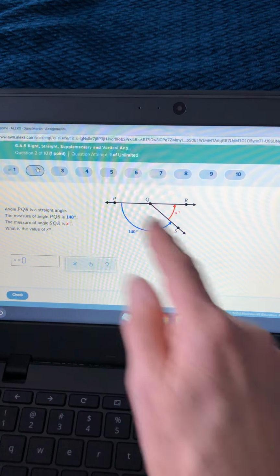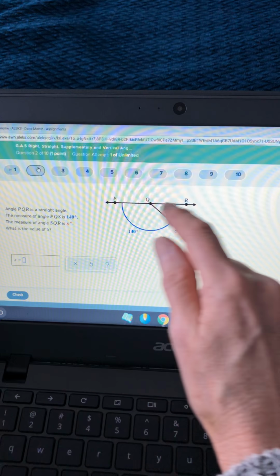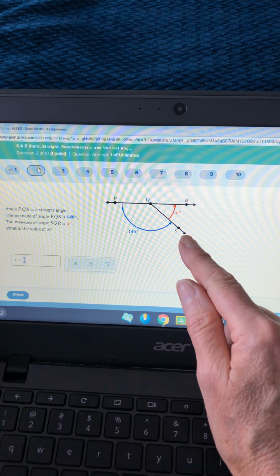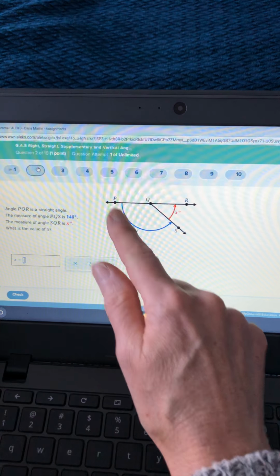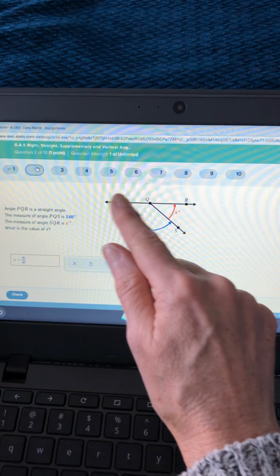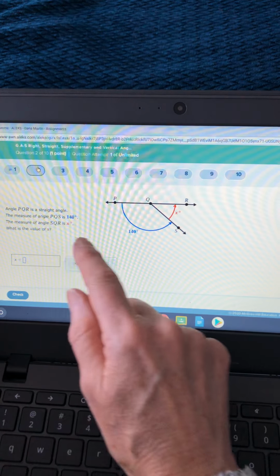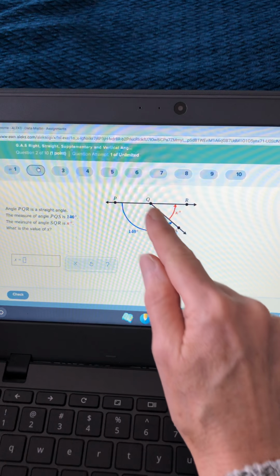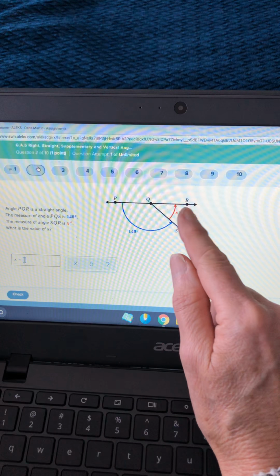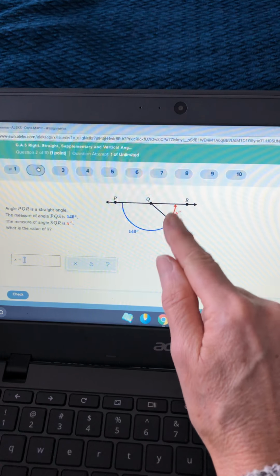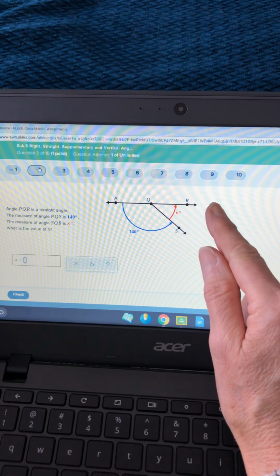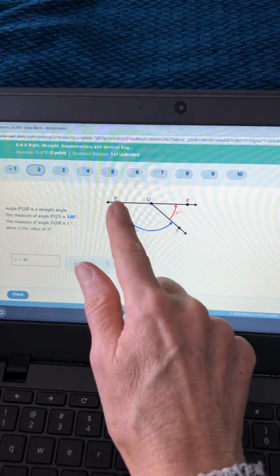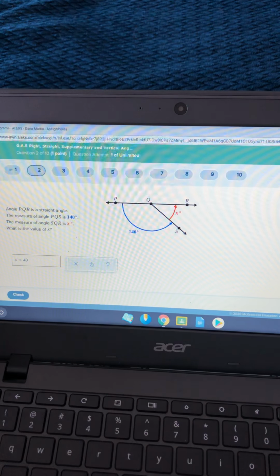There we go. Now this is not a 90 degree angle. It's what kind of angle? It's a straight angle, but what's this coming down? It's called supplementary. These two angles are supplementary, okay? PQR, as they say, is a straight angle. PQS is 140, and SQR is X, and they want to know what X is. 140 plus what equals 180? 40. So your answer is 40, because this is supplementary. Those two angles added together is 180.